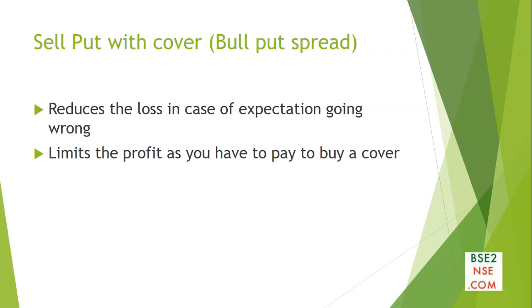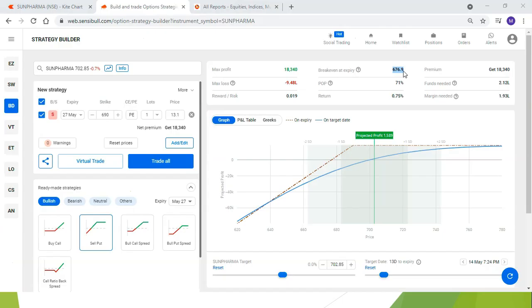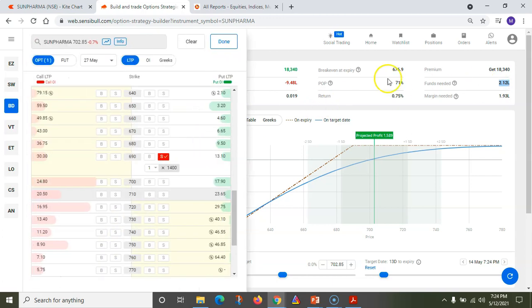But when you take a cover, it will reduce your profit, but it will reduce your risk. So the margin required also will go down. Let us see this. You can see how much funds needed. The funds needed was 2.12 lakhs to sell a put option. Now I am just going to add a cover. You can see the changes here, the probability, the maximum loss, maximum profit, break even, funds, everything will change.